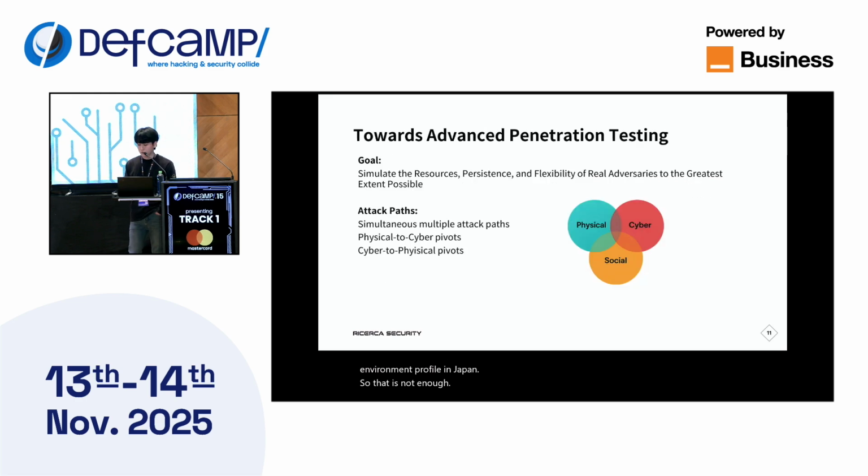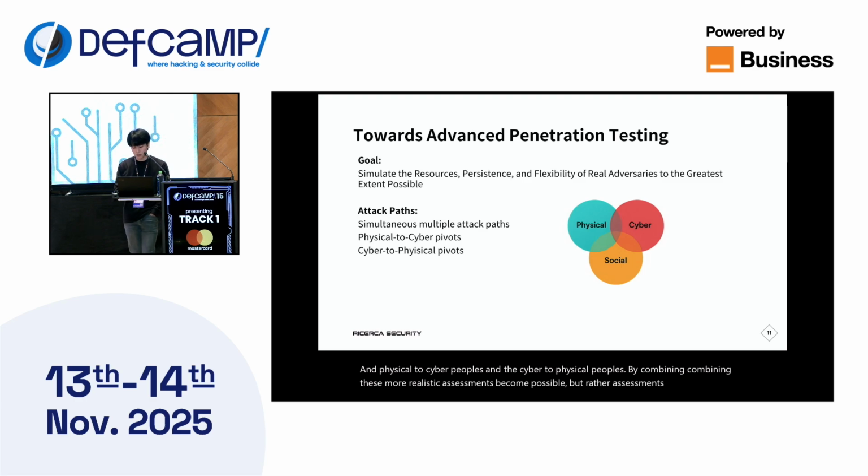To fill this gap, what we aim for is advanced pen testing. Our goal is to simulate the resources, persistence, and flexibility of real adversaries. Attack paths include simultaneous execution of multiple attack paths, and physical-to-cyber and cyber-to-physical pivots. By combining these, more realistic assessments become possible, or rather, assessments based on actual threats or looking ahead of actual threats.